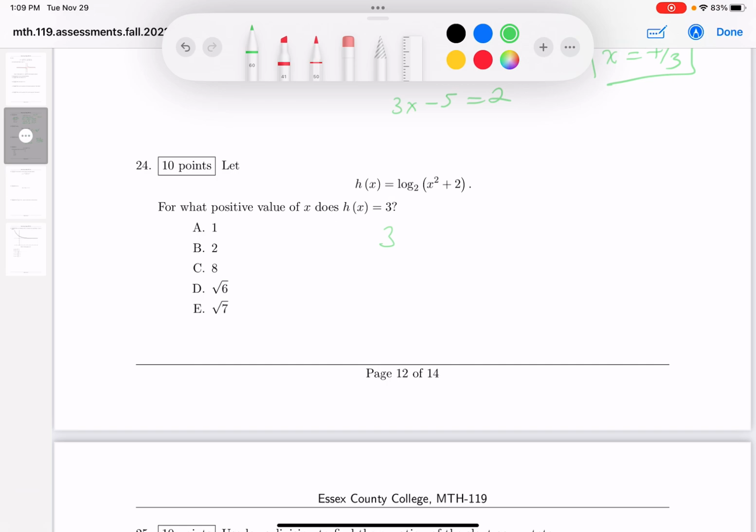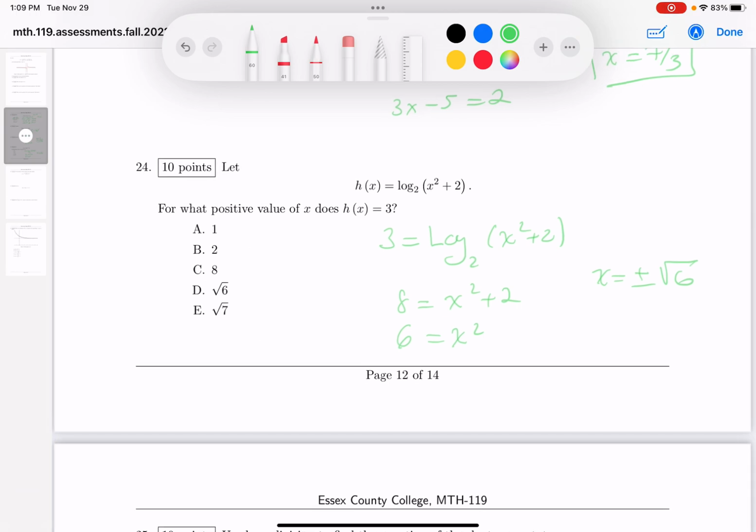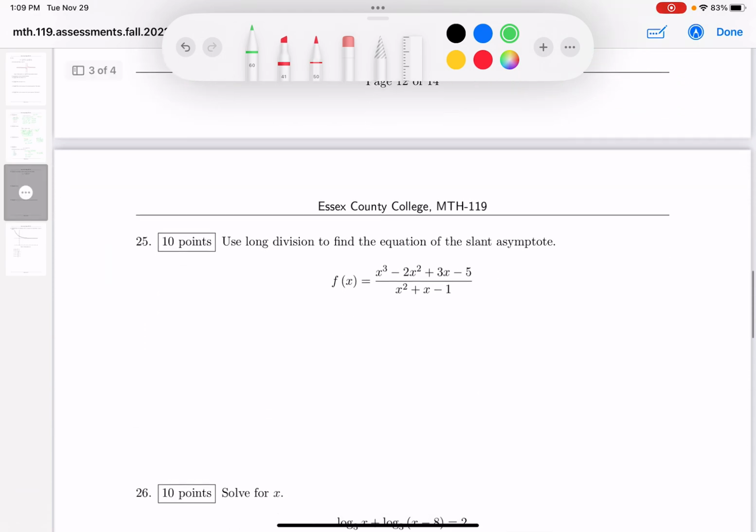They say h of x is equal to 3, and it equals log base 2 of x squared plus 2. Well, I'm going to rewrite it so it's not a log, it's an exponential. That's going to be 2 cubed, which is 8, which is x squared plus 2. Subtract 2 from both sides, I get 6. So x would equal plus or minus the root of 6. They just want the positive number, and that's going to be root 6. Is that here? Right over here. All right? So far, I'm moving along.